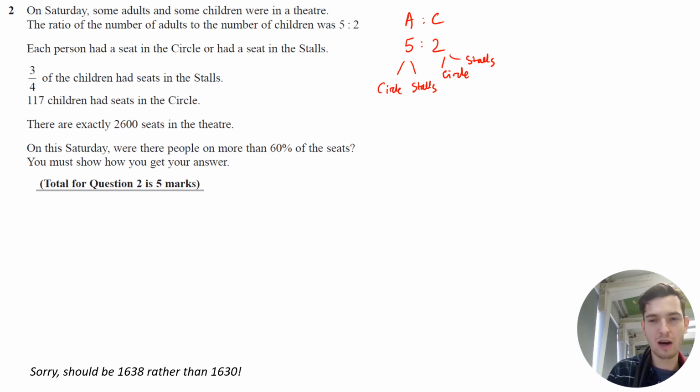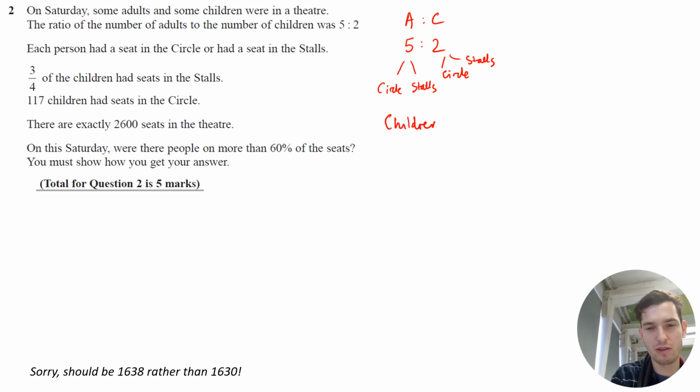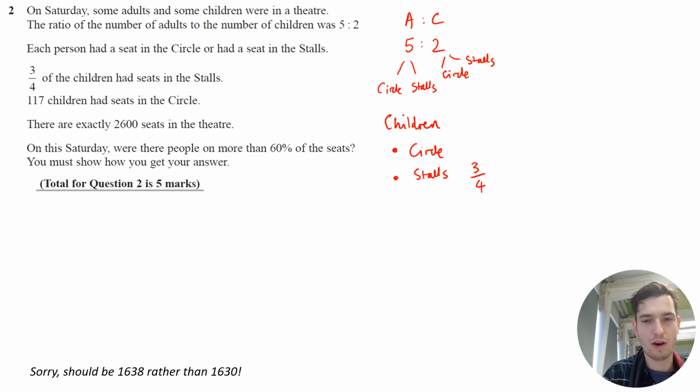Okay, so now let's just have a look at children, and let's write down what I've got. So I know they're going to either be in the circle or they're going to be in the stalls. And I know that 3/4 are in stalls. So I can work out what fraction of them are going to be in the circles. And obviously that's 1/4. Great. So we've got 1/4 to 3/4.